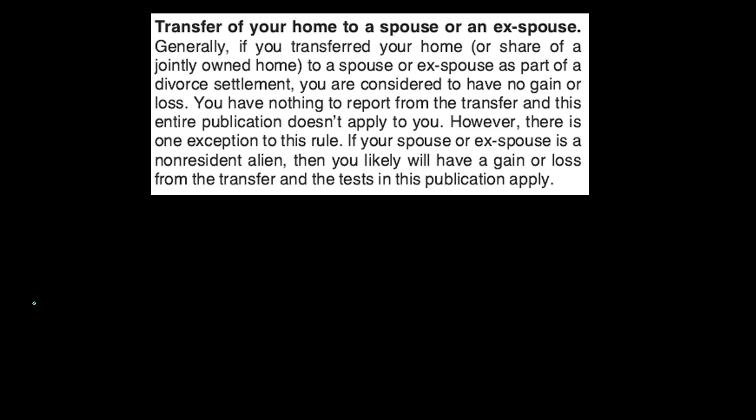Generally, if you transfer your home or share of a jointly owned home to a spouse or ex-spouse as part of a divorce settlement, you are considered to have no gain or loss. So note that when you think about the spouse or ex-spouse, when two individuals are married, the exchange between the married couple isn't typically considered a taxable item, because when married, the two people are taxed as if, in essence, one person. So an exchange of property from one to the other between two married individuals doesn't typically have a tax effect.